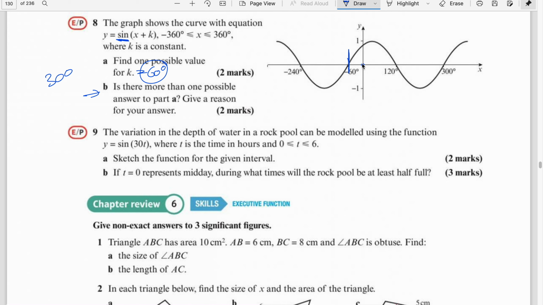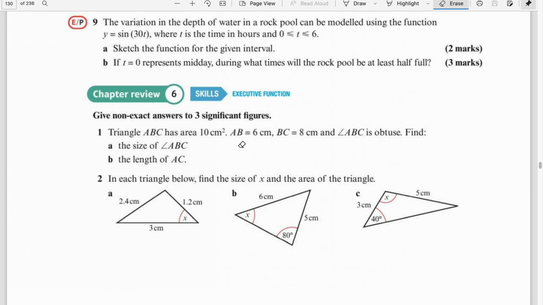If we move it from this position to this position by 60 degrees, it is possible. But what if I just moved this entire graph 300 degrees to the right? For example, this was the graph right here. If I move it 300 degrees to the right, the previous curve would come right here. This point will come right here if I move it 300 degrees. Yes. Clear? Question number 9.